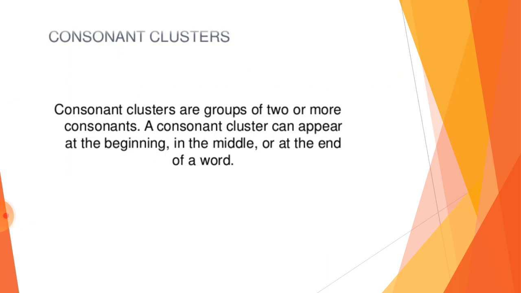What is a consonant cluster? A consonant cluster in a word is a group of consonants with no vowels between them. Consonant clusters are a group of two or more consonants. A consonant cluster can appear at the beginning, in the middle, or at the end of a word.